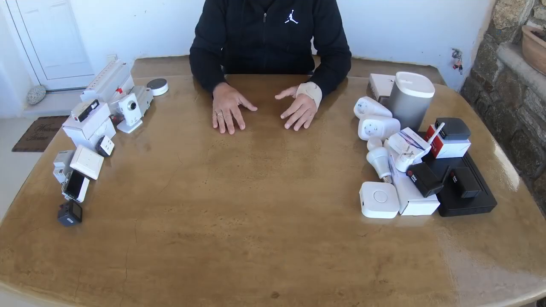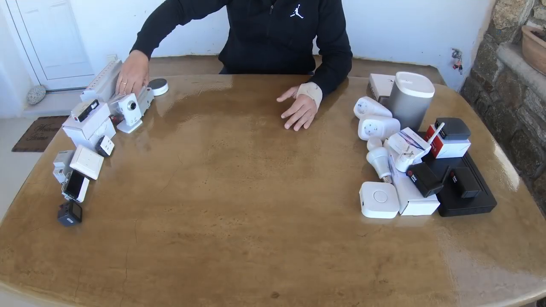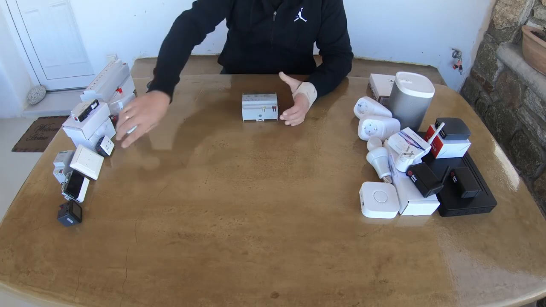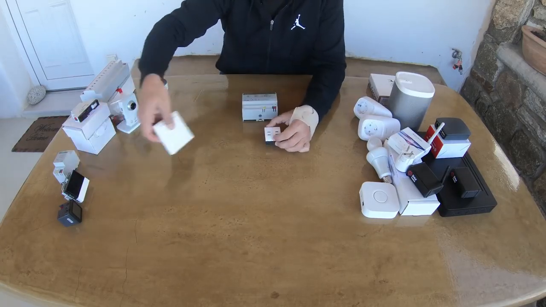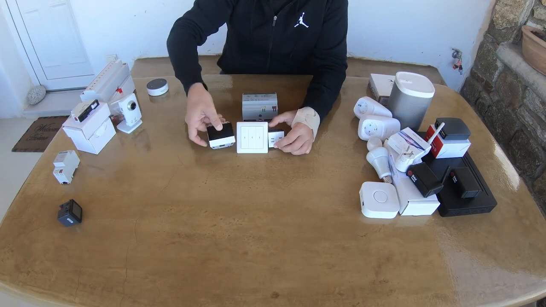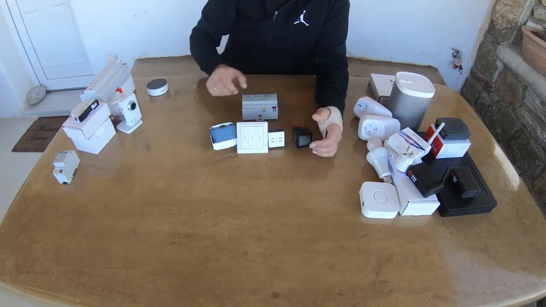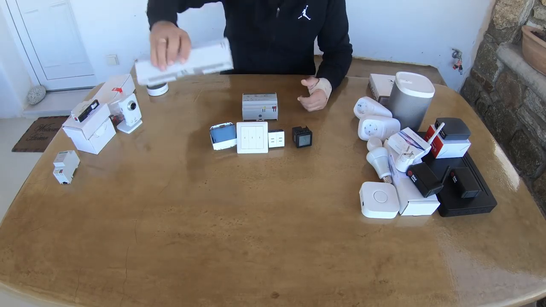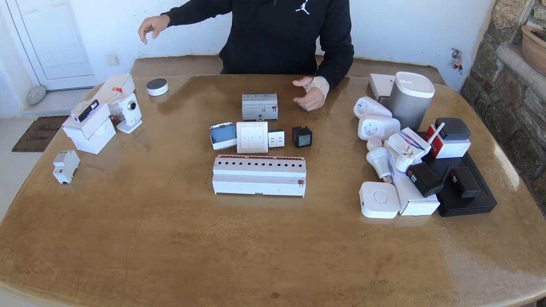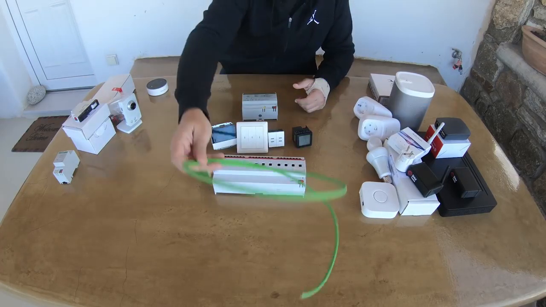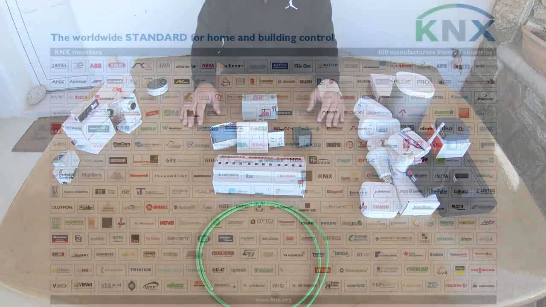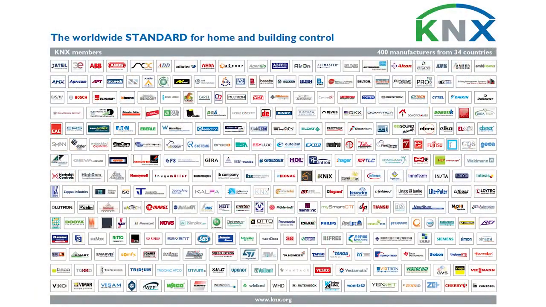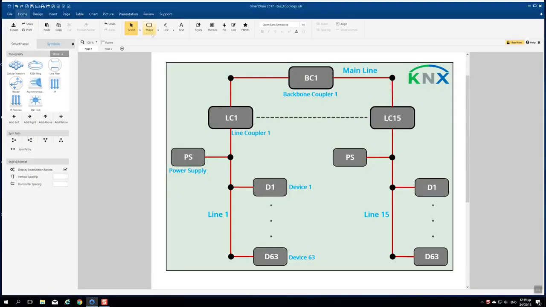A KNX system requires the following components: power supply for the power of the installation; sensors, push buttons, thermostats, brightness sensors, etc. that generate commands as telegrams; actuators, switch relays for lights, blinds, etc. that receive the telegrams and perform certain actions; and the bus that connects all sensors and actuators. The amazing thing about KNX is that because it is an international standard, KNX products made by different manufacturers can be combined. At last, let's speak about bus topology.